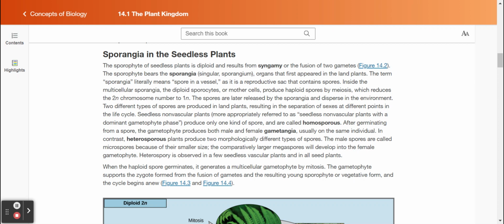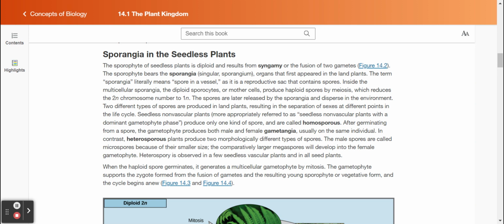Two different types of spores are produced in land plants, resulting in the separation of sexes at different points in the life cycle. Seedless non-vascular plants, more appropriately referred to as seedless non-vascular plants with a dominant gametophyte phase, produce only one kind of spore and are called homosporous. After germinating from a spore, the gametophyte produces both male and female gametangia, usually on the same individual.